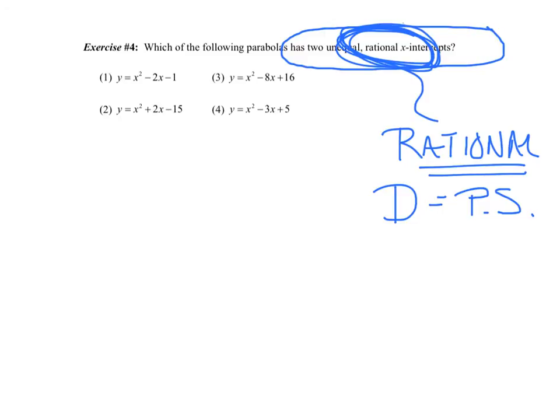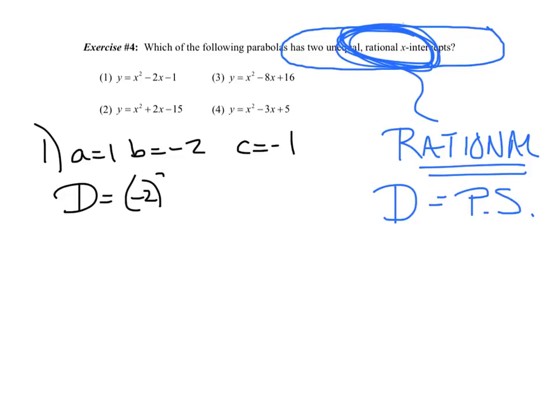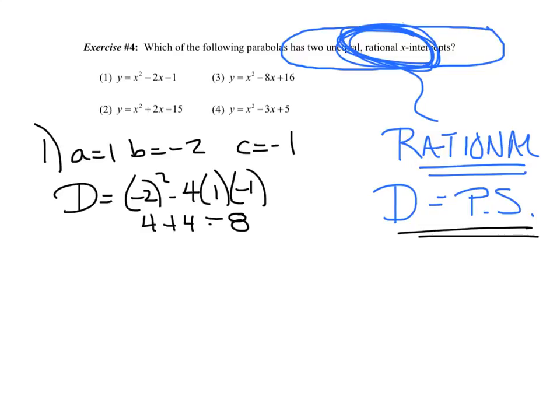So in option 1, all right, my a is 1, my b is negative 2, and my c is negative 1. And I'm going to go through my discriminant. So my discriminant is b squared minus 4 times 1 times negative 1. That gets me 4 plus 4. That gets me an 8. Is 8 a perfect square? I would say no, so that one's out.